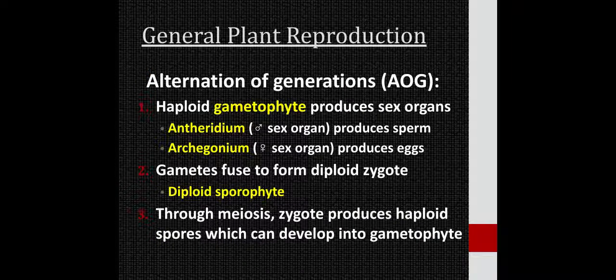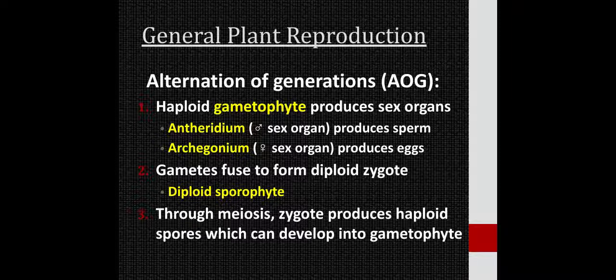In general, we said that plants have alternation of generations, or that they have haploid gametophytes. Phyte meaning plant, gameto meaning gametes. So this is the gamete producing life stage of the plant. It's what's going to have the sex organs. The sex organs are called the antheridium. That's the male sex organ that makes sperm. Or the archegonium. That's the female sex organ that produces eggs.